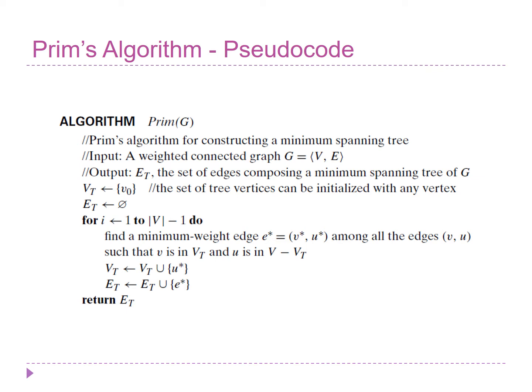The new visited vertex will be u* and it is included in the set of visited vertices represented by the variable V_T. And the edge connecting them, which is e*, is included as the edge in the minimum spanning tree. The algorithm returns the set of edges composing the minimum spanning tree.